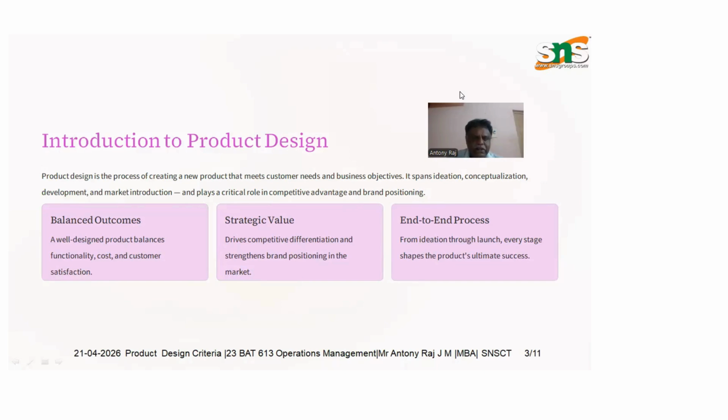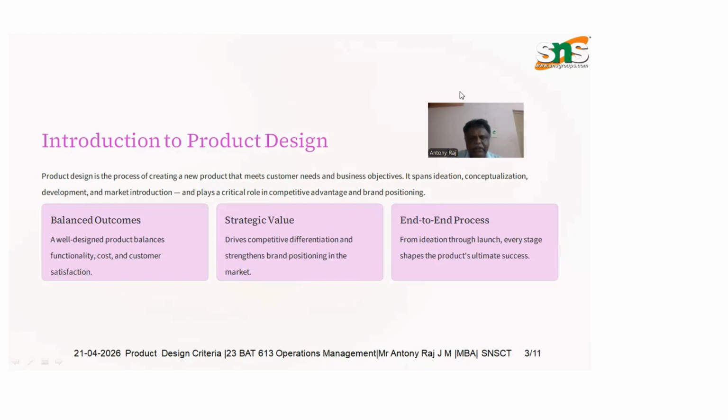So we're going to re-summarize product design. Product design, first of all, is a process, and what does it involve? It involves creating a new product, which meets the customer needs and expectations, and also the business objective. It also comprises ideation as well as conceptualization of the particular idea, and then introduction to the market. So these are the elements comprising product design.